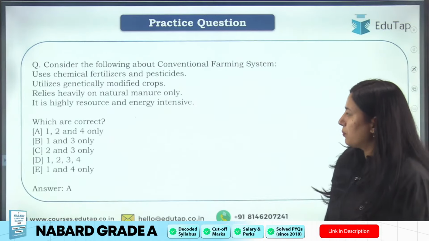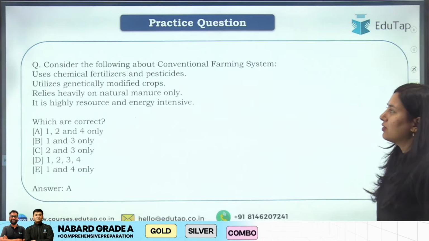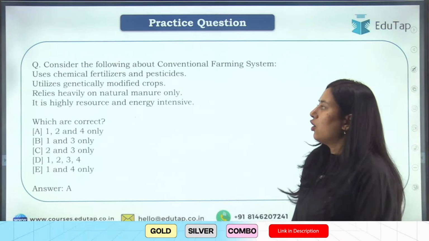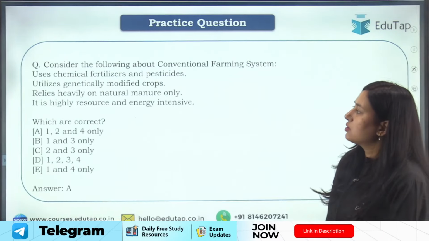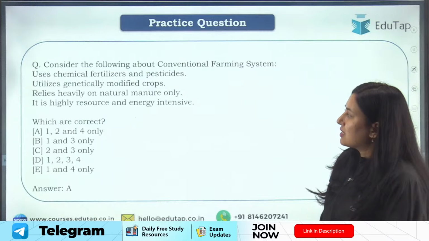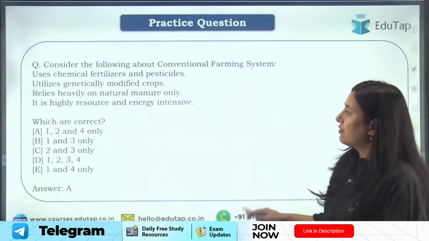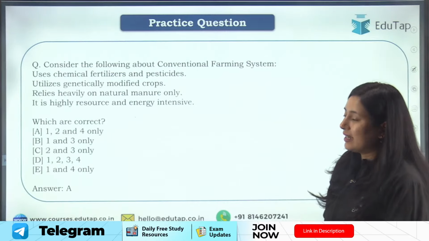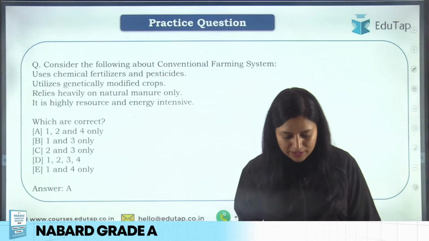Clear? Chalo. Next question is, consider the following about conventional farming system, and you have to tell me which one is correct. Options are, your statements are: uses chemical fertilizer and pesticides, utilizes genetically modified crops, relies heavily on natural manure only, it is highly resource and energy intensive. What will be the answer?